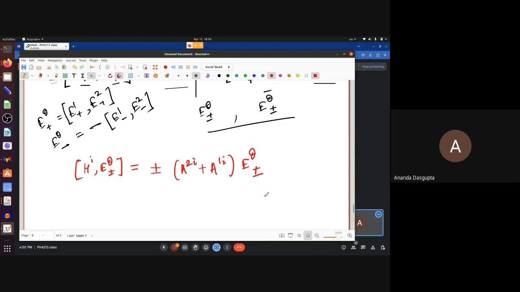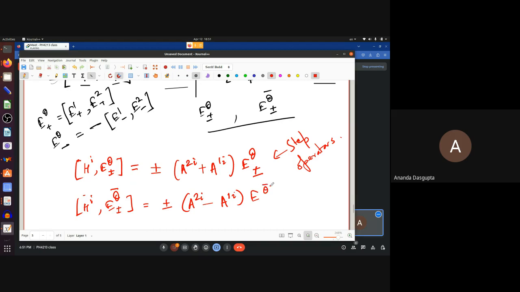Okay. So E theta plus minus, these are also step operators, just like E1, E2 are. And E theta bar plus minus, if you follow the property, again you will get this. Clear.